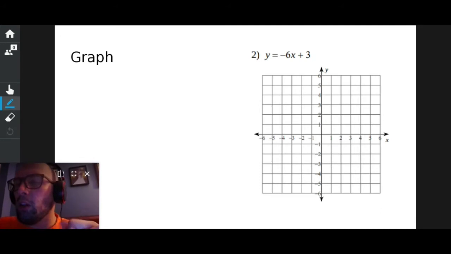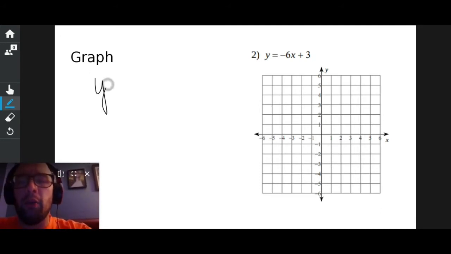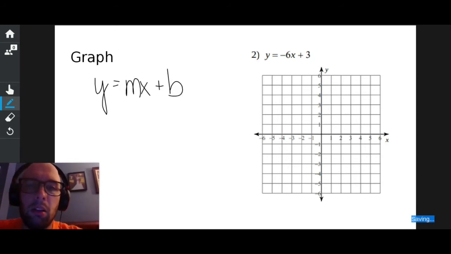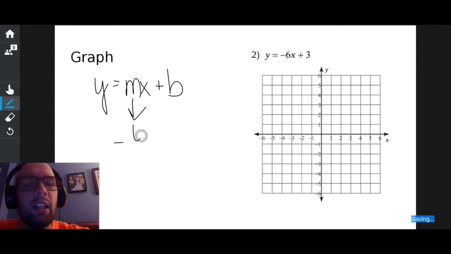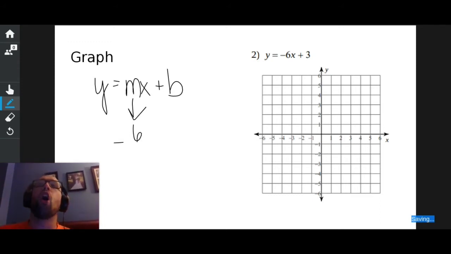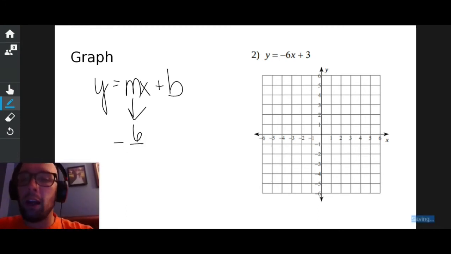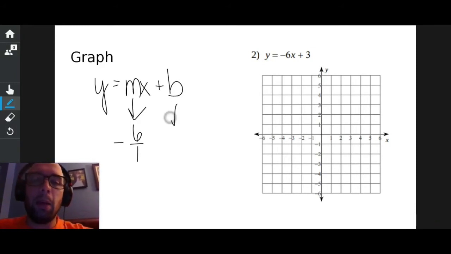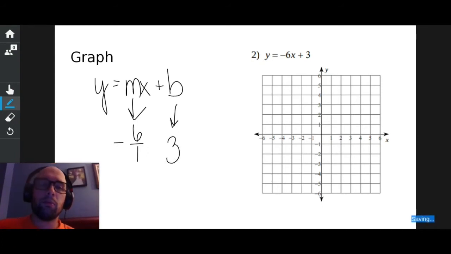So again, I'm taking a look at this guy right here, and it's again in the form y equals mx plus b. My m in this case is negative 6, but I don't like negative 6 because slope is rise over run. I only have a rise. What's my run? Well, invisible 1, of course. I can turn any fraction or any number into a fraction by putting it over 1. What's my y-intercept? Positive 3. So I'm going to start at positive 3.